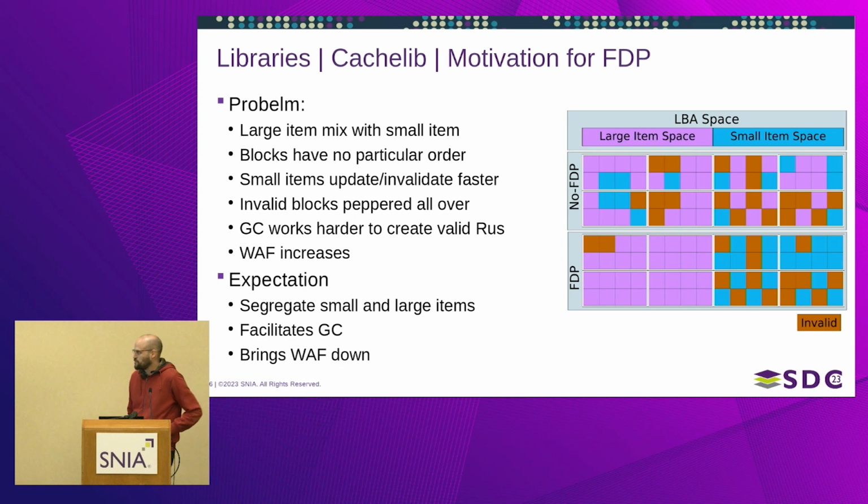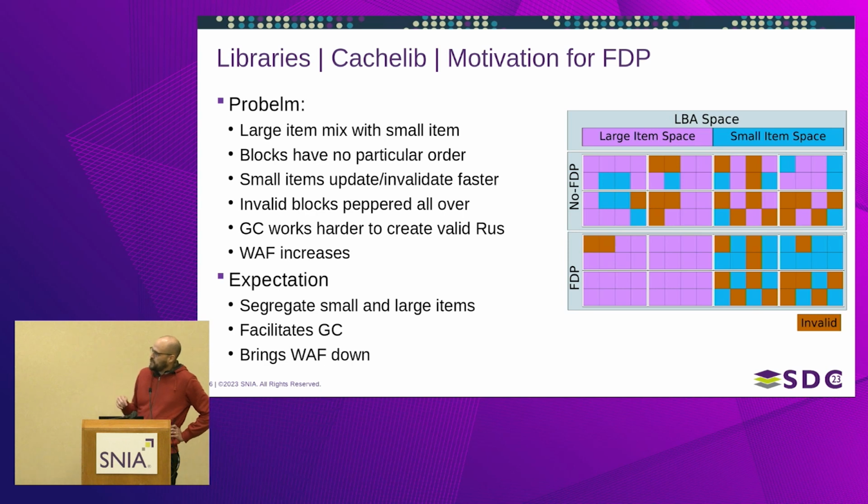So what's the problem? The problem is that large items and small items go together in no particular order into the device. And then you have a mix of valid blocks and invalid blocks, much like you see in the figure here where it says no FTP. So that's not good, because then when garbage collection wants to create a valid block to write again, then it has to do a lot of work. That will create WAF, and probably you'll suffer on quality of service as well.